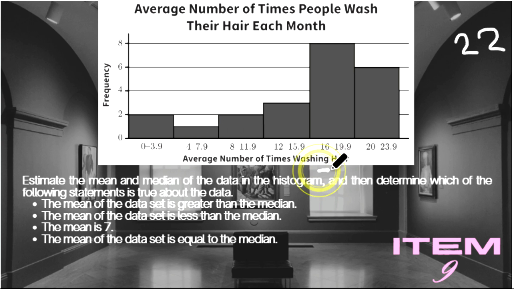So the median is probably going to be in this unit right here, and the mean is going to get screwed with because of the outliers. So the mean is going to be somewhere over here. So the mean of the data set is not going to be greater than the median. That doesn't make sense. The mean of the data set is less than the median does make sense. We can't say what the mean is because we don't have individual data points. The mean of the data set is equal to the median. That only happens when the data set is symmetrical. So that's the answer.